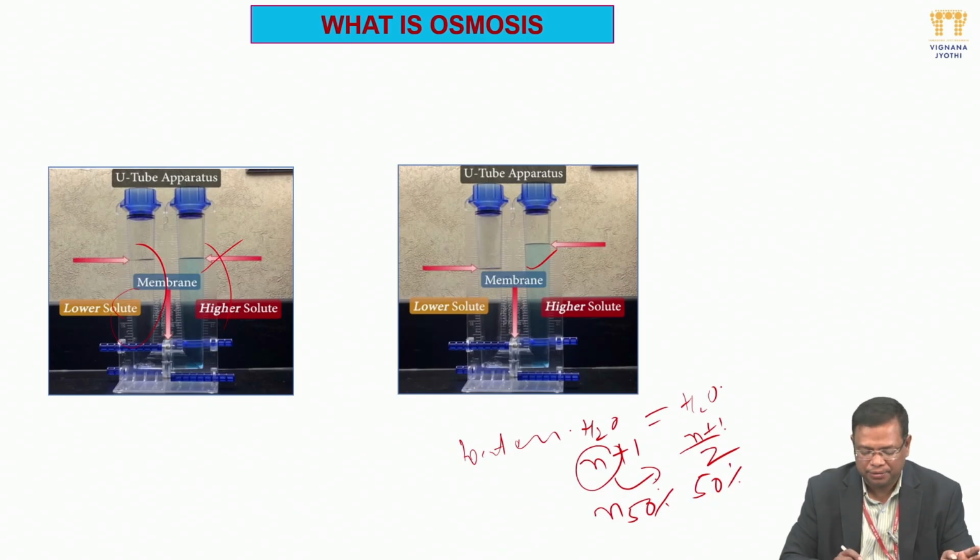So the water molecules want to reach an equilibrium state, so they move towards the right side to make the number of water molecules equal on both sides of the semi-permeable membrane. This is the process that is actually happening. We will see it very clearly in the next slides.